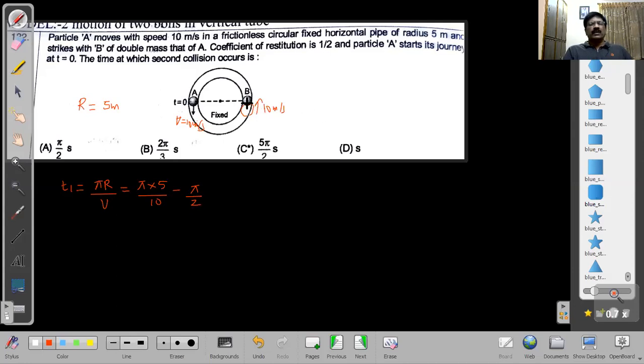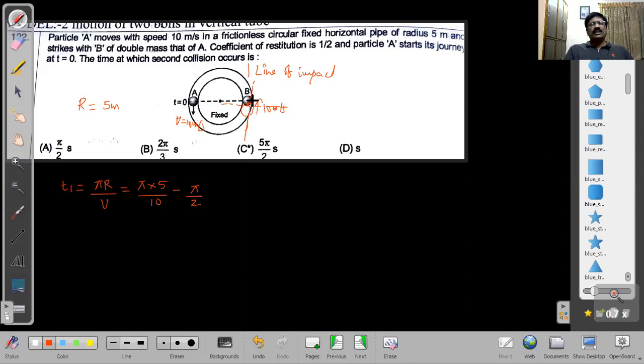So exactly at the point B, you draw a common tangent. Perpendicular to the common tangent at the point of contact, if you draw a line, that is the line of impact, LOI. Along the line of impact, we can apply Newton's law of restitution.